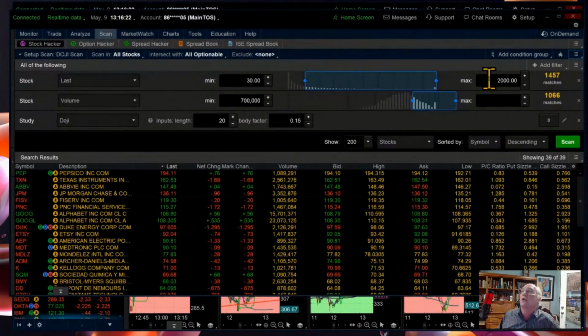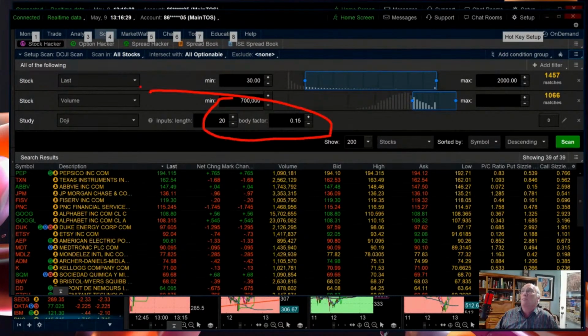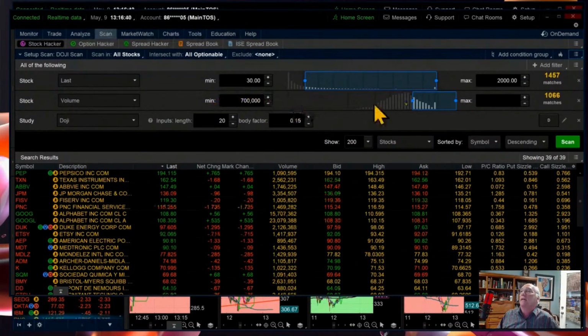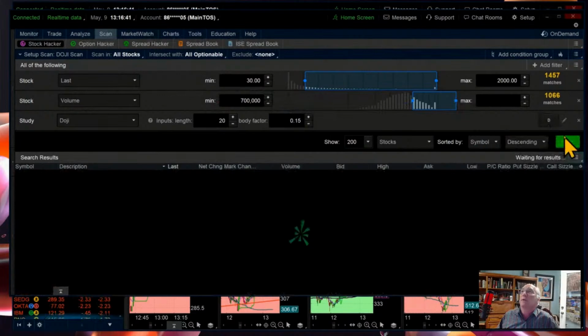Because with lower-priced stocks, yeah, you're going to get a ton of dojis because they don't move. I did like 700,000 around noon. That's fine. And this is a point of contention, I mess with it all the time: body factor 0.15 and the length 20 on a daily. And then you just scan. So let me share that with you.